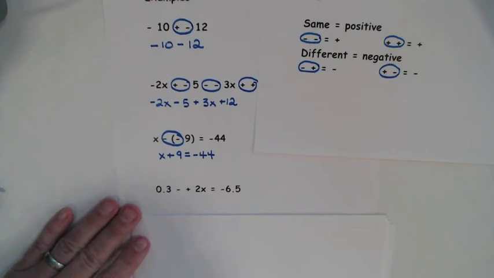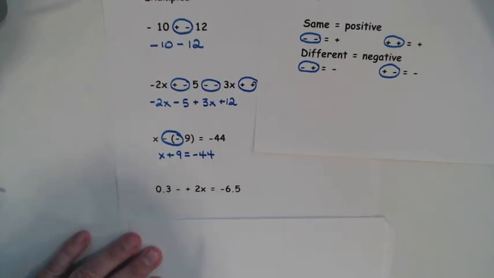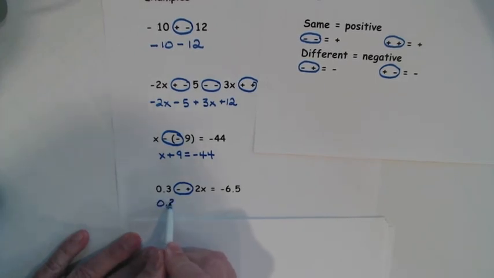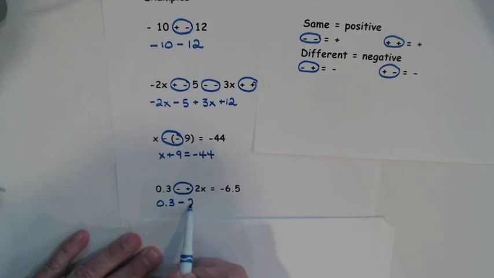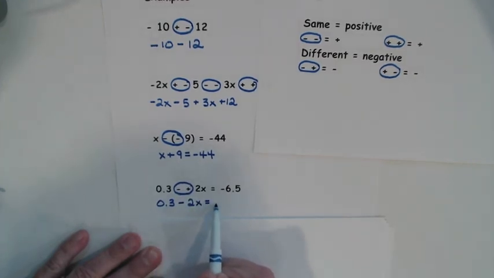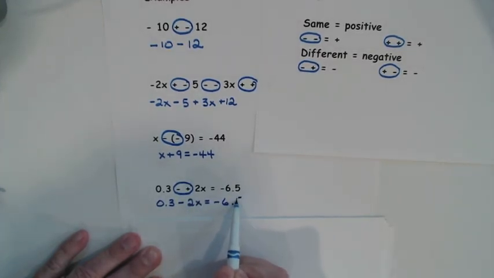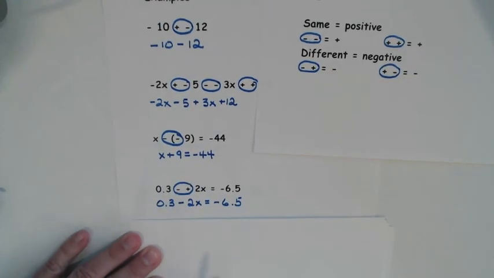Here's another equation. I need to simplify this equation before I go to solve it. I need to make sure there is one sign in front of each number. 0.3, a negative times a positive is a negative, 2x is equal to negative 6.5. So from this point on, if you have two signs that are beside each other, multiply them together and write down one sign.